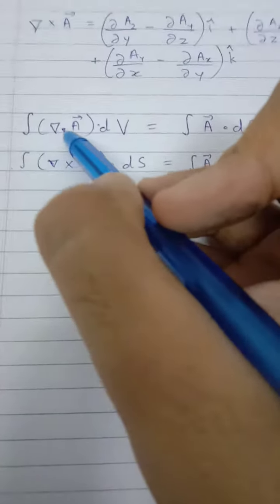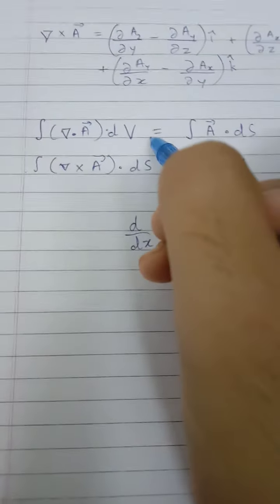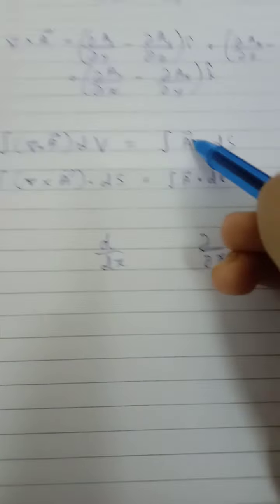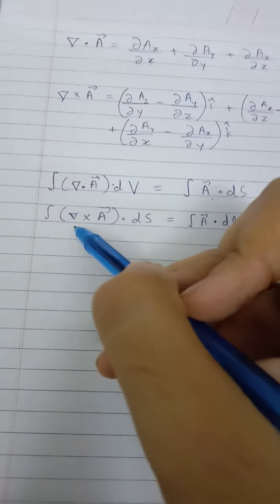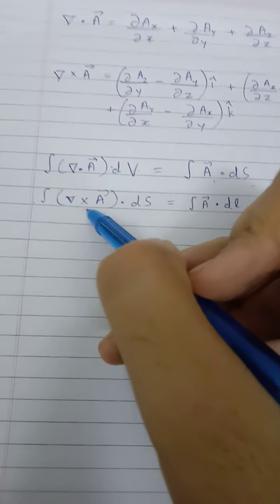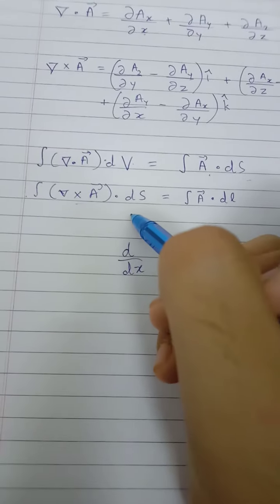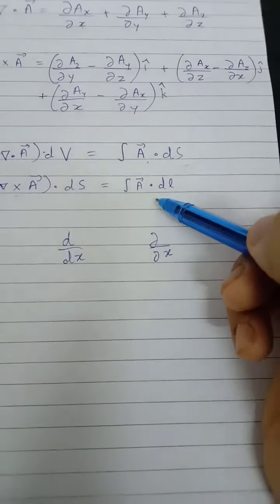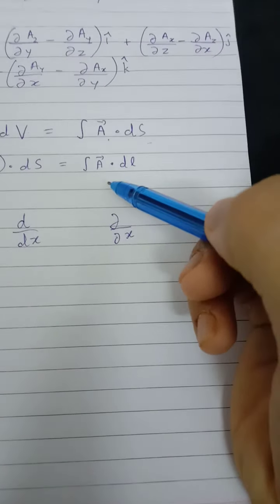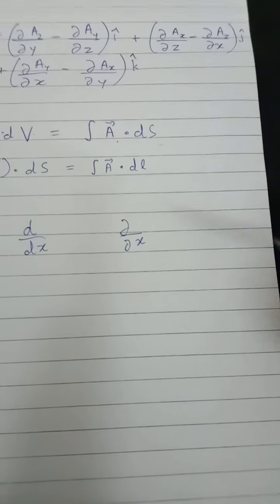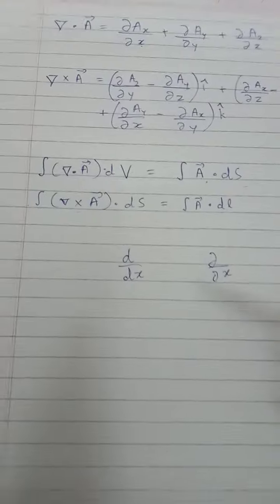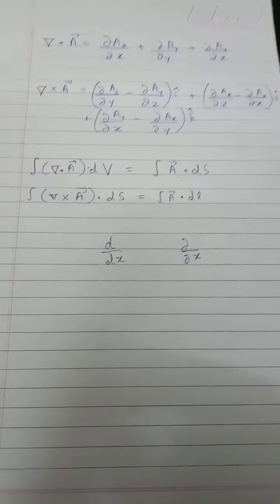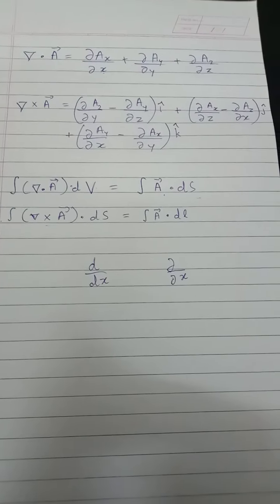The integral of the divergence of a vector with respect to volume is as good as the integral of the vector itself with respect to area. And similarly, the integral of the curl of a vector with respect to area is equivalent to the integral of the vector itself with respect to length, or 1 dimension. So that would suffice as a recap for the math that we require.